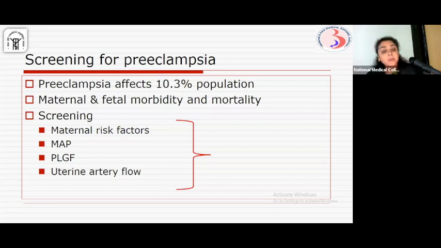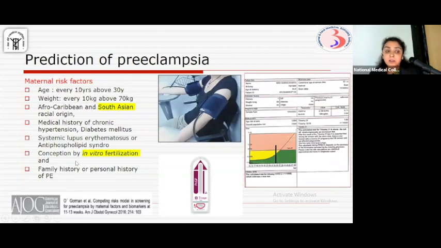Now, what are the methods we have to screen? One is the maternal risk factors: maternal history, mean arterial pressure, PLGF, and uterine artery flow. There are certain maternal risk factors which we all know, and if they are present, they increase the risk of developing preeclampsia. For mean arterial pressure, there are certain standards by which it should be measured. It should be done by an automated machine, calibrated at frequent intervals, and measured in both hands simultaneously, following certain guidelines.